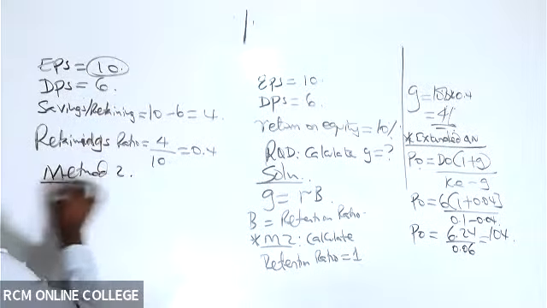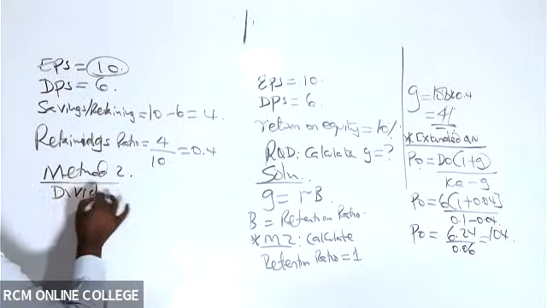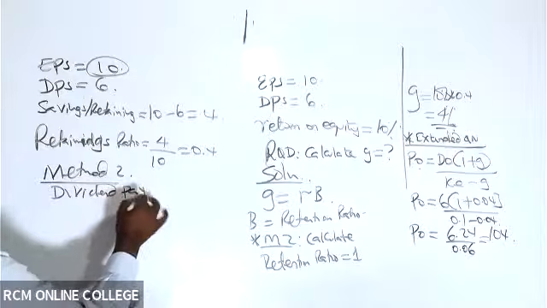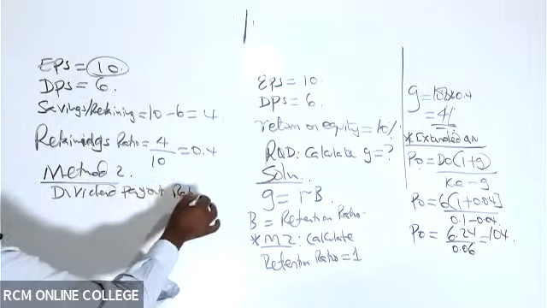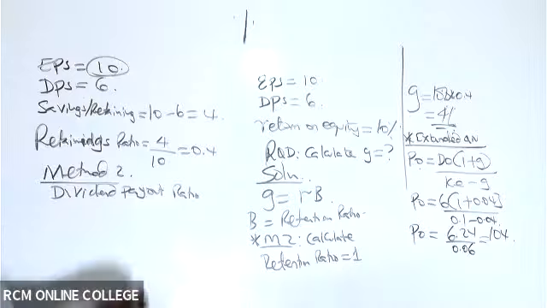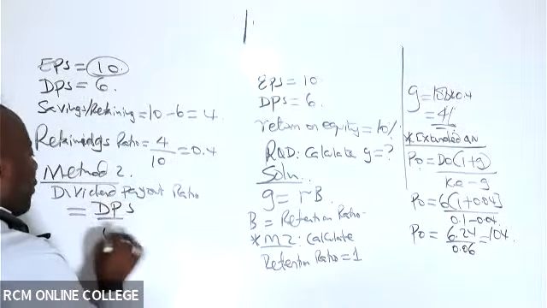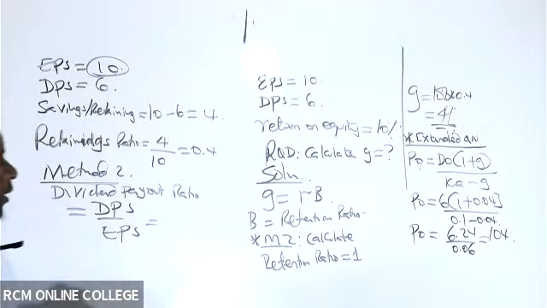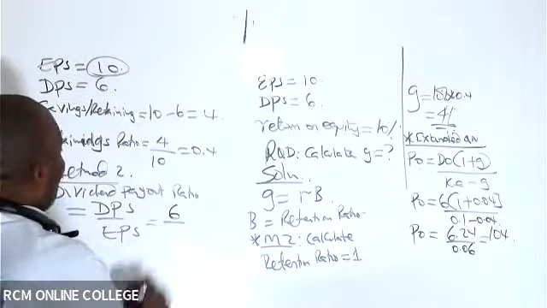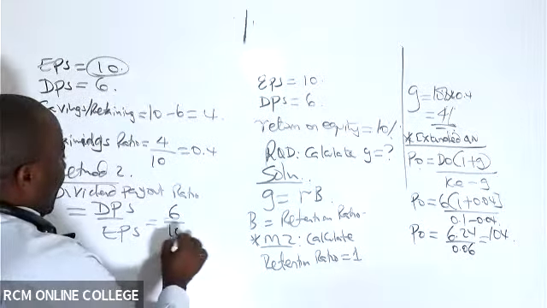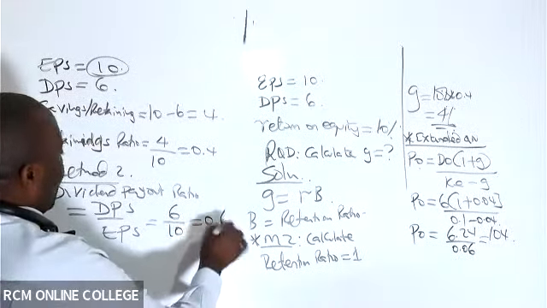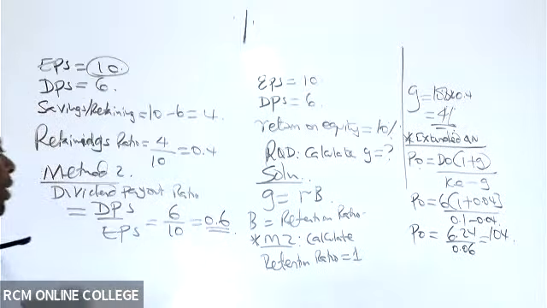You can as well use method 2. Under method 2, we have what we call the dividend payout ratio. How do we get the dividend payout ratio? We normally take DPS over EPS. Our DPS here is 6 over EPS, which is 10. So this gives you 0.6, which is the same as 60%.